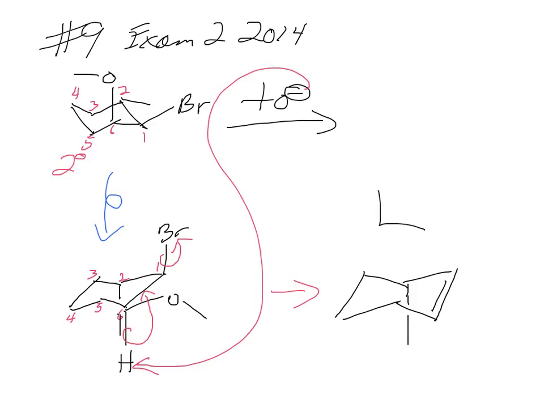And then you could also draw it like this, if I renumber these carbons 1, 2, 4, 5, 6, 1, 6, 5, 3, and 2. So these are equal.